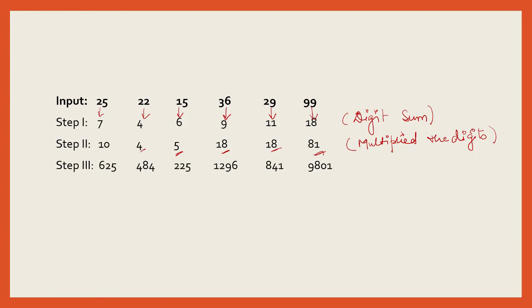Step 3, here we have done the squaring of each number in the input, because 625 happens to be the square of 25. 484 is the square of 22. 225 is the square of 15, and so on and so forth. So here in step 3, what we have done, we have squared the numbers in the input.